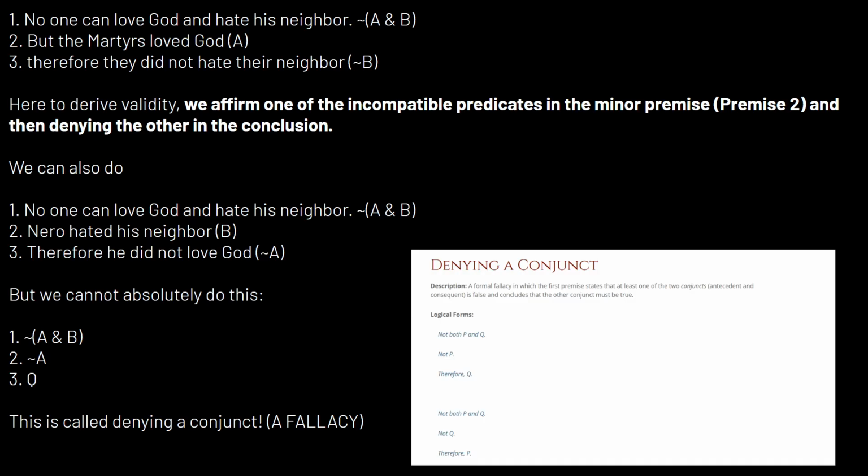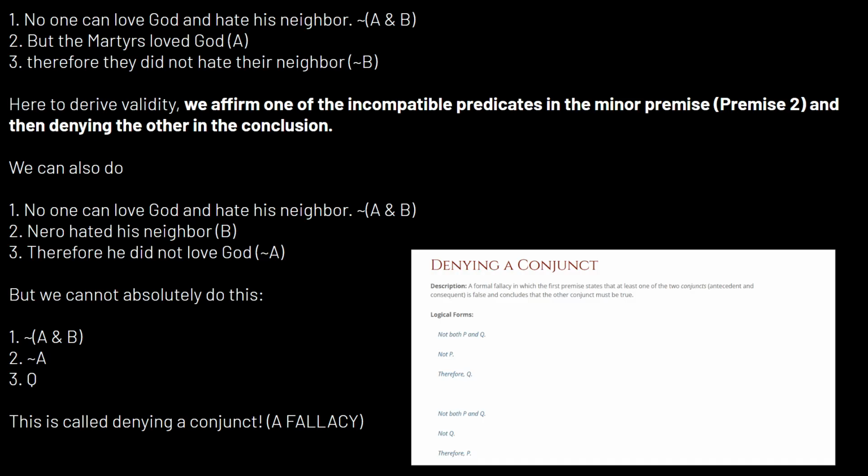We can also do, for example, no one can love God and hate his neighbor. That is, it is not the case A and B, and then we can affirm B and then deny A. That is, Nero hated his neighbor, and therefore he did not love God. But we cannot absolutely do this. While we can affirm a conjunct in the minor premise, we cannot deny a conjunct in the minor premise. That is, we cannot do this.